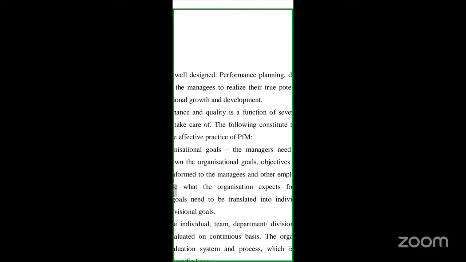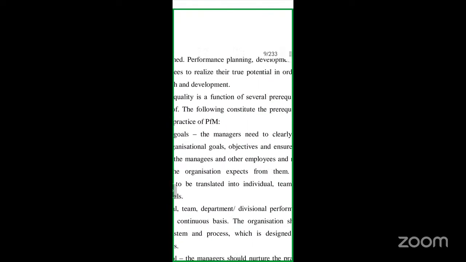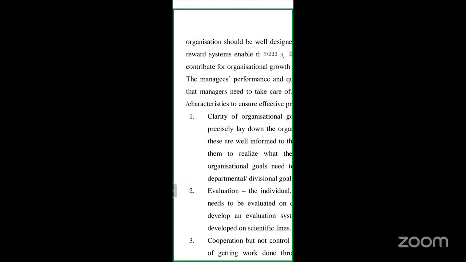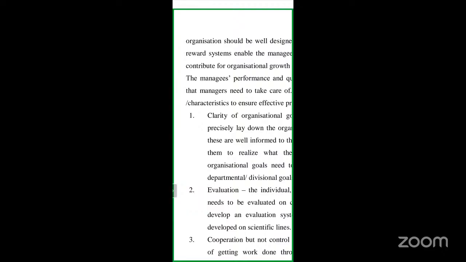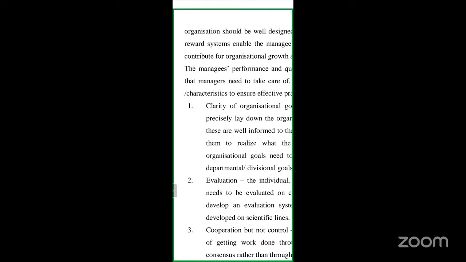Just now we have seen that performance management has four integrations: vertical, functional, then the team, then comes the goal integration and HR integration, the integration between the employees and the managers. Unless the integration is good between the team members, we can't achieve a good performance. Performance planning, development, and reward system enable the managers to realize their true potential in order to contribute to organizational growth and development. This is the basic feature or characteristic of effective performance management.